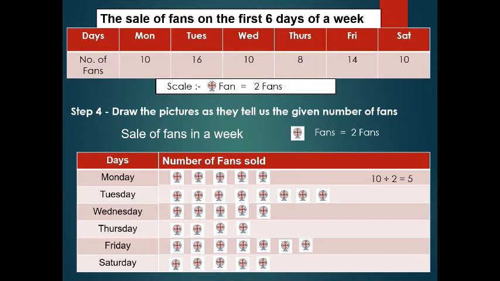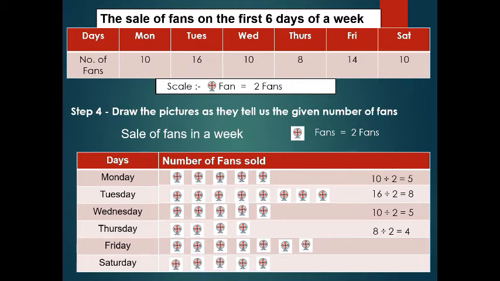On Tuesday, he sold 16 fans. So 16 divided by 2, 8. So we will be drawing 8 images of fan. Then again on Wednesday, he sold 10 fans. So again what we will be doing? Number of fans divided by 2, that is 5. So we will be drawing 5 images.